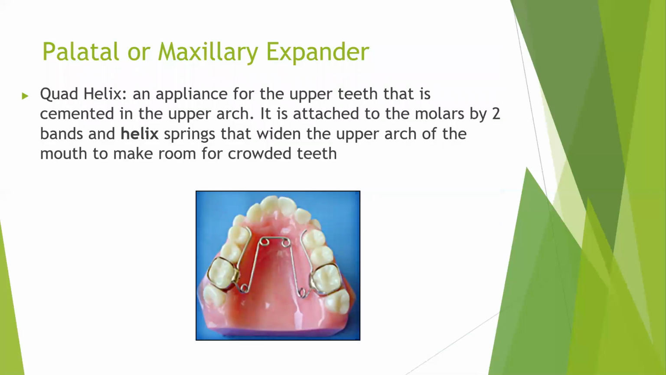So a little word about palatal or maxillary expansion. A quad helix, which is the appliance shown in the photo below, is an appliance for the upper teeth that is cemented in the upper arch. It is attached to the molars by two bands and helix springs that widen the upper arch of the mouth to make room for crowded teeth.